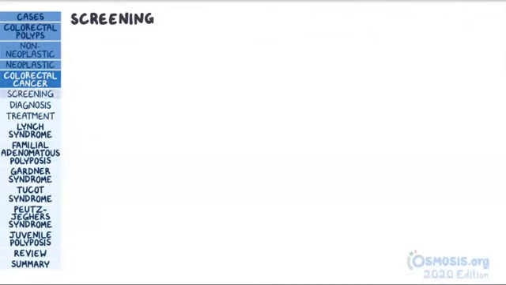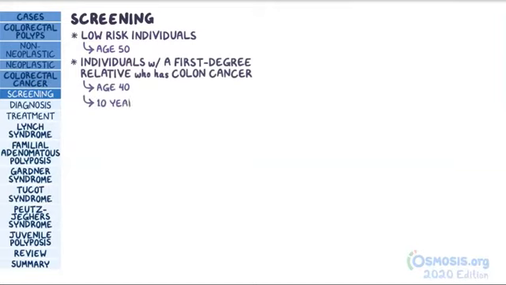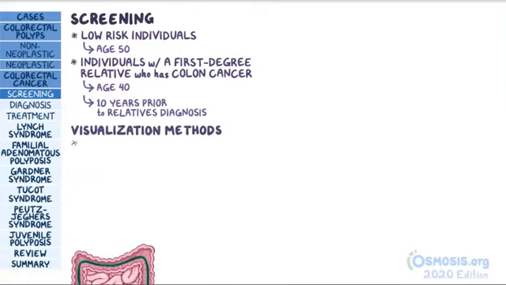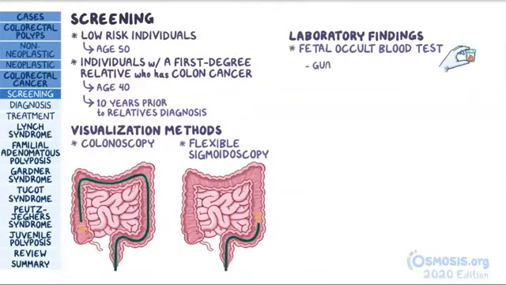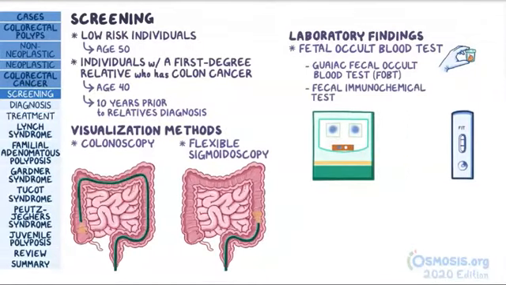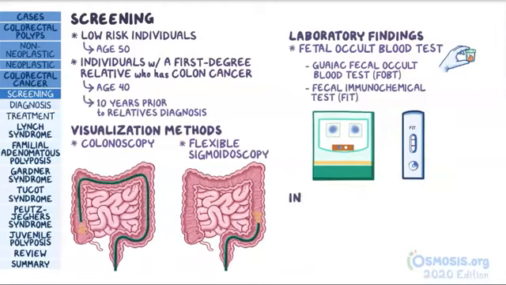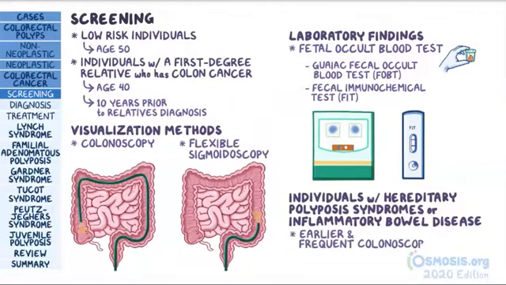Now, as far as screening goes, you should screen low-risk individuals at the age of 50, while individuals with a first-degree relative who has colon cancer should be screened at the age of 40, or 10 years prior to their relative's diagnosis. Screening includes visualization methods, like colonoscopy and flexible sigmoidoscopy, and laboratory findings, like fecal occult blood test, which is further subdivided into Guaiac fecal occult blood test, or FOBT, and fecal immunochemical test, or short FIT. On the other hand, individuals with hereditary polyposis syndromes or inflammatory bowel disease have different guidelines for screening, like earlier and more frequent colonoscopies.